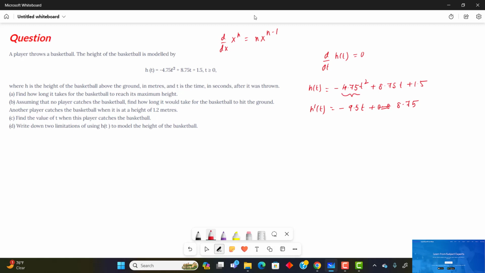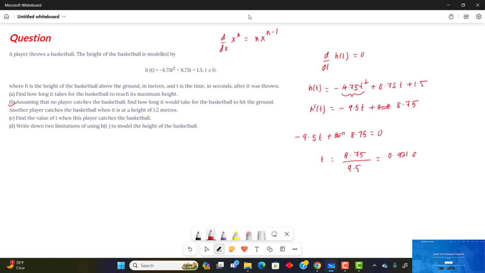So when we were differentiating minus 4.75 t square, the power reduced by 1 unit, and then the power 2 came in front and multiplied with 4.75 to make 9.5. Now if we equate this to 0, minus 9.5 t plus 8.75 is equal to 0, we get t is equal to 8.75 divided by 9.5. You can very quickly use your calculator to find the value of t equal to 0.921 seconds.